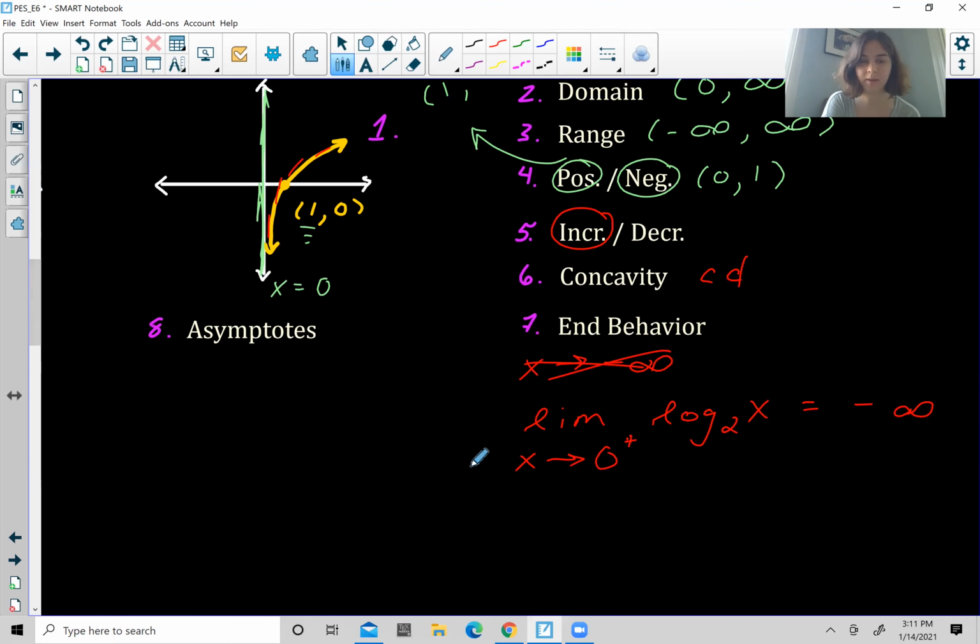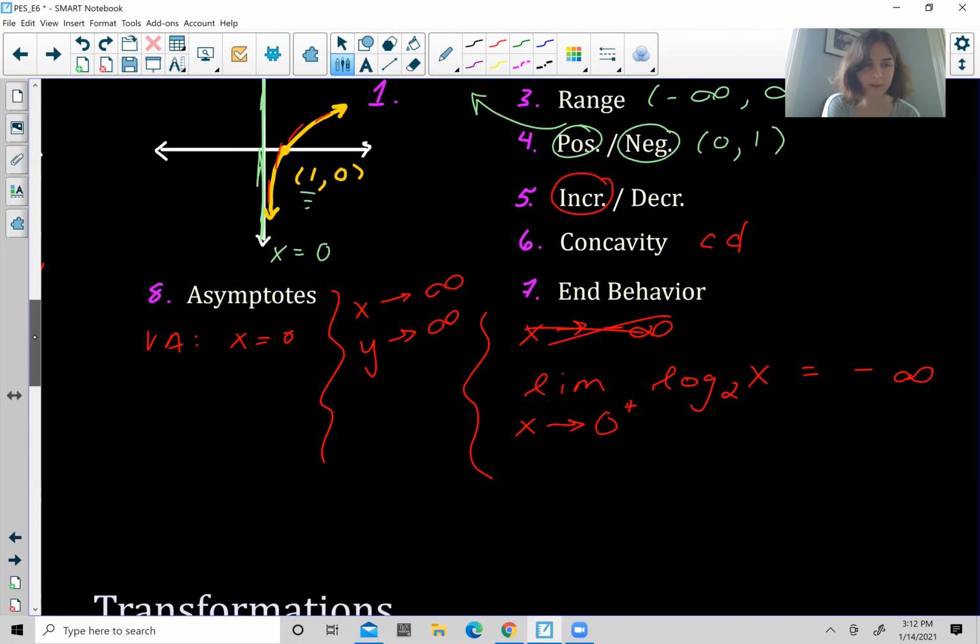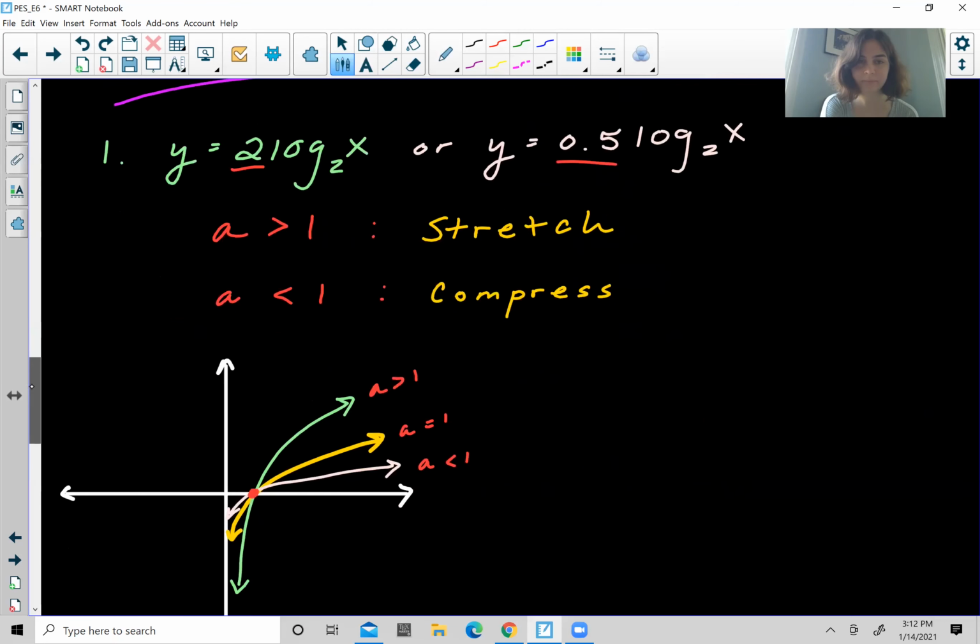But as x, we'll do that. As x approaches positive infinity, which it can do, y is also going to approach positive infinity. And we can see that on the graph. And we already answered asymptotes. That's just going to be vertical at x equals 0.